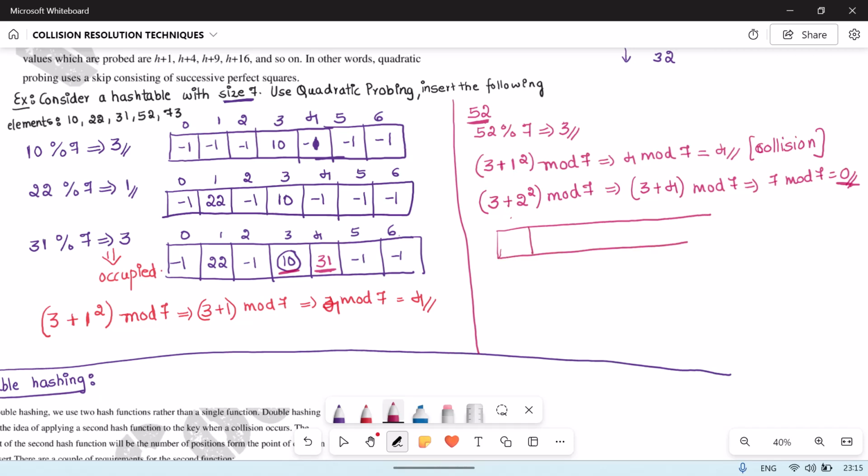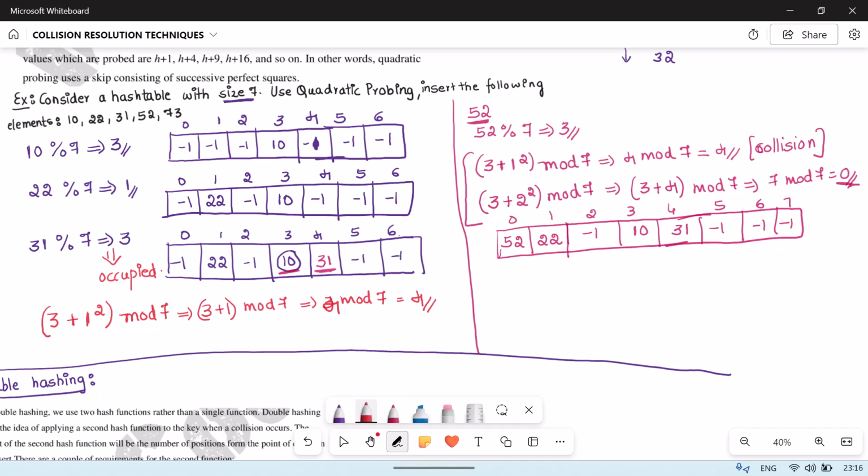So 0, 1, 2, 3, 4, 5, 6, and 7. Okay, so at the 0th position, place 52. First position you have 22. Third position you have 10. Fourth position you have 31. Rest of the places empty. Did you understand? Here is where the trick is.